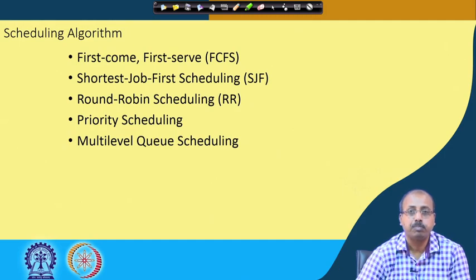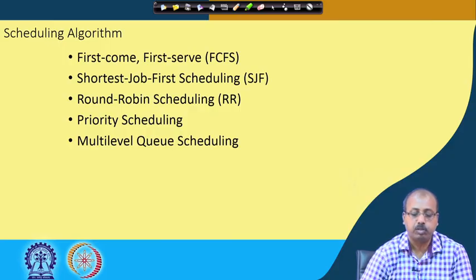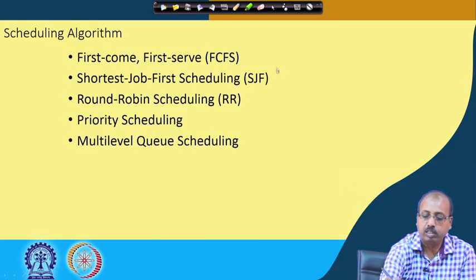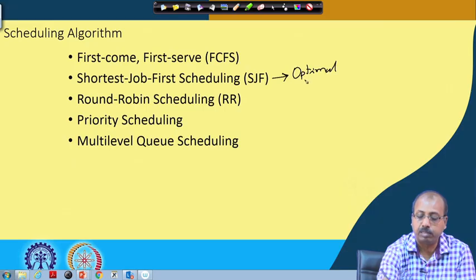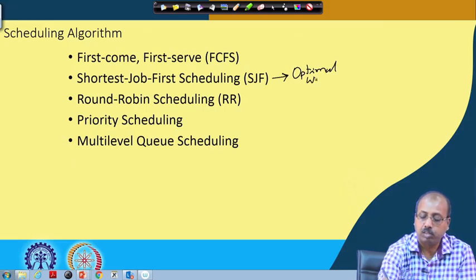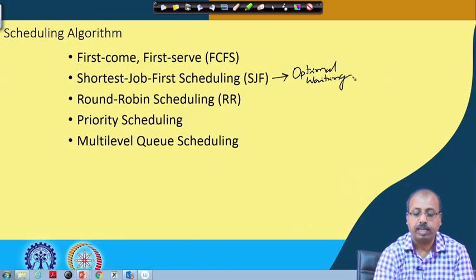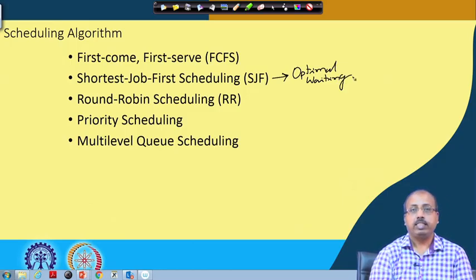If you know the burst size of all the jobs, and you take up the shortest job first, then it can be shown that the SJF policy is optimal, in the sense that if you are trying to minimize the waiting time, SJF minimizes the waiting time maximally. You cannot have any other scheduling policy which can give a waiting time less than this SJF policy.